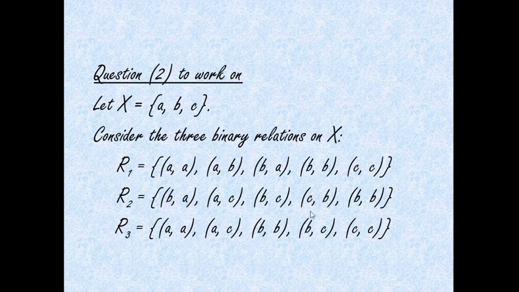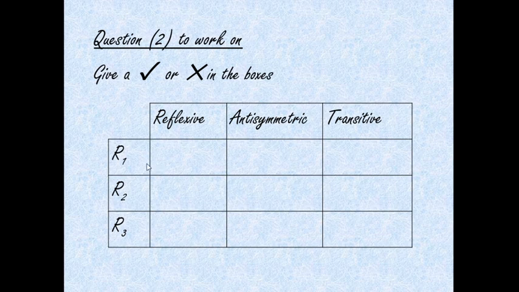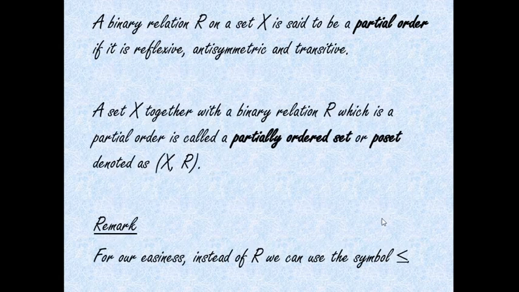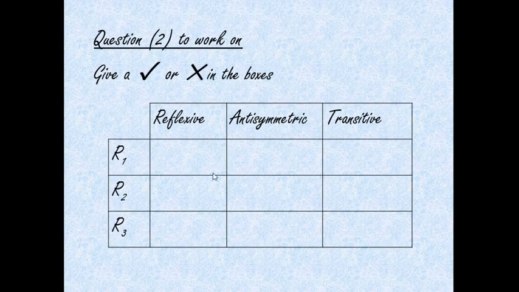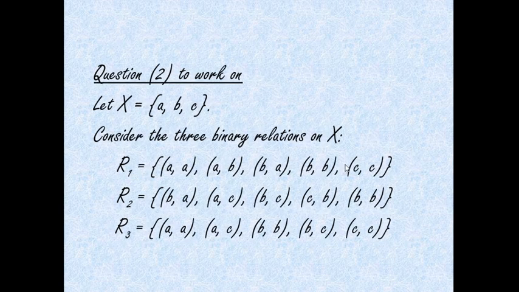The question is nothing but you have to check whether R1, R2, R3 are reflexive, antisymmetric, transitive. So if R1 is reflexive, you will give a tick mark here, and if R1 is antisymmetric, you give a cross here, like that. So you have to fill in the spaces here. This is the question for R1, R2, R3.